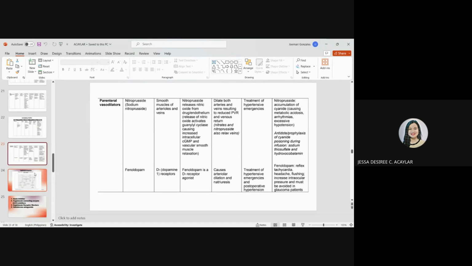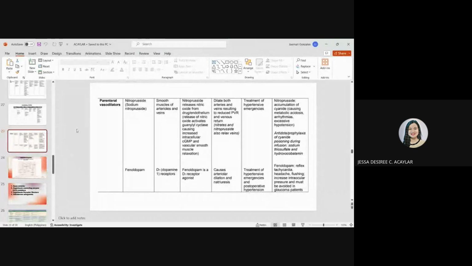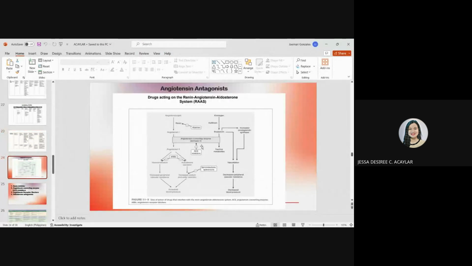So next are our angiotensin antagonists. May nilagay po akong figure dito po. Drugs acting on the renin-angiotensin-aldosterone system, ang RAAS po natin. So, meron po tayong groups dito ng renin inhibitor, the angiotensin converting enzyme, yung mga ACE po natin, yung mga nagtatapos sa ating mga pril. Meron din pa tayong angiotensin receptor blockers, yung mga sartan po natin.